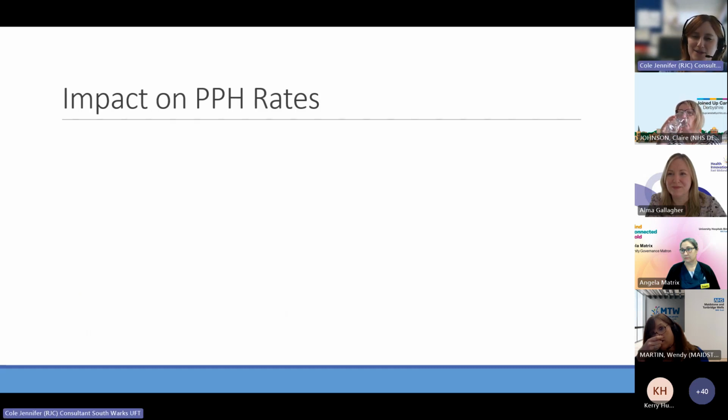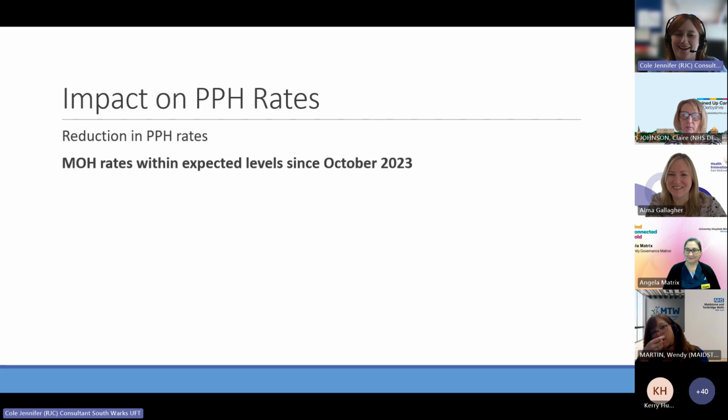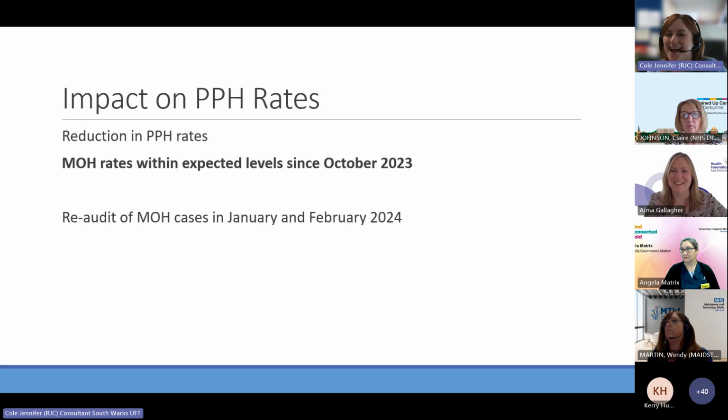And it's nice to be able to close the loop slightly to say actually what impact has that had on our PPH rates, because I'm sure that's what everyone really wants to know. And I keep saying this and touching wood because I don't want to jinx us, but actually we have seen a reduction in our PPH rates. Our MOH rates particularly have been within our expected target levels in our dashboard since October 2023. So I'm just crossing everything that it stays that way.